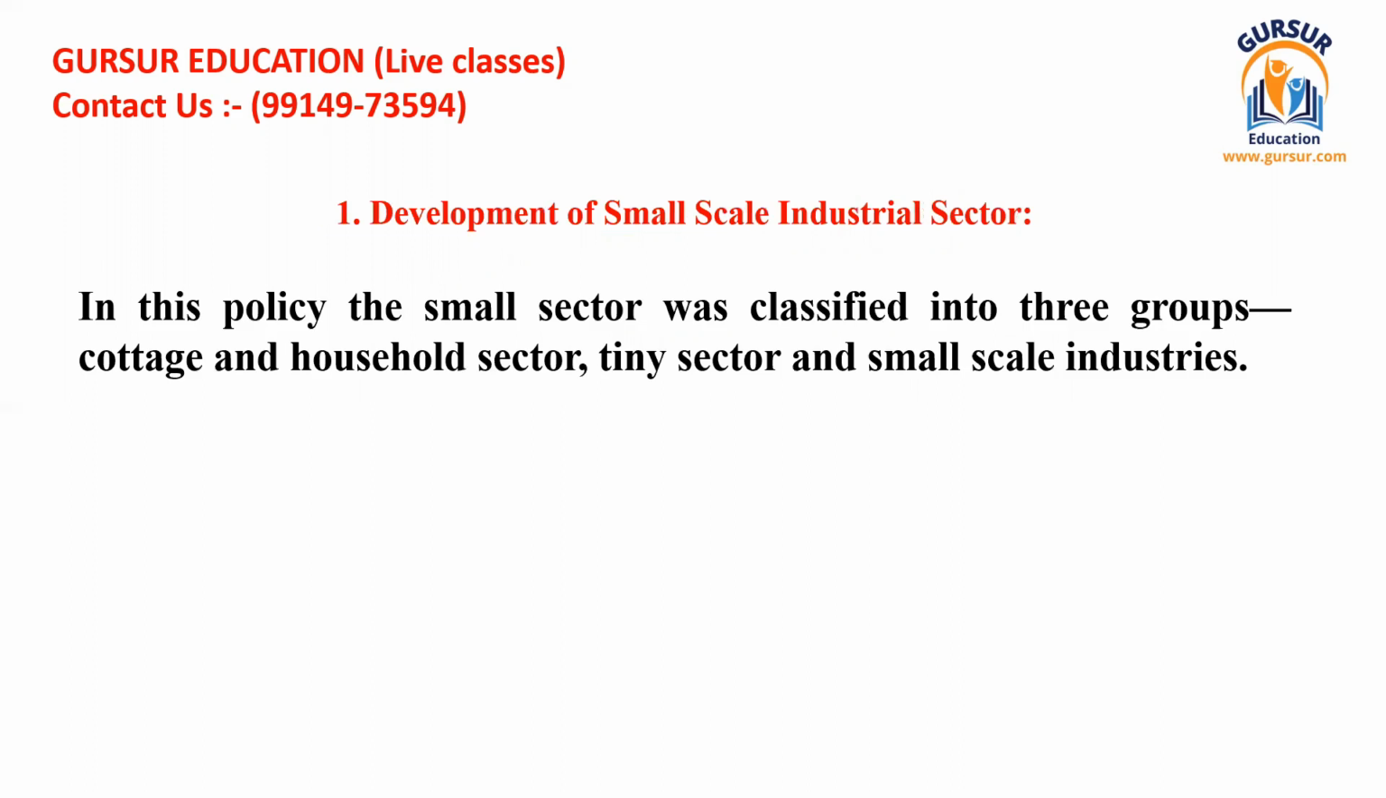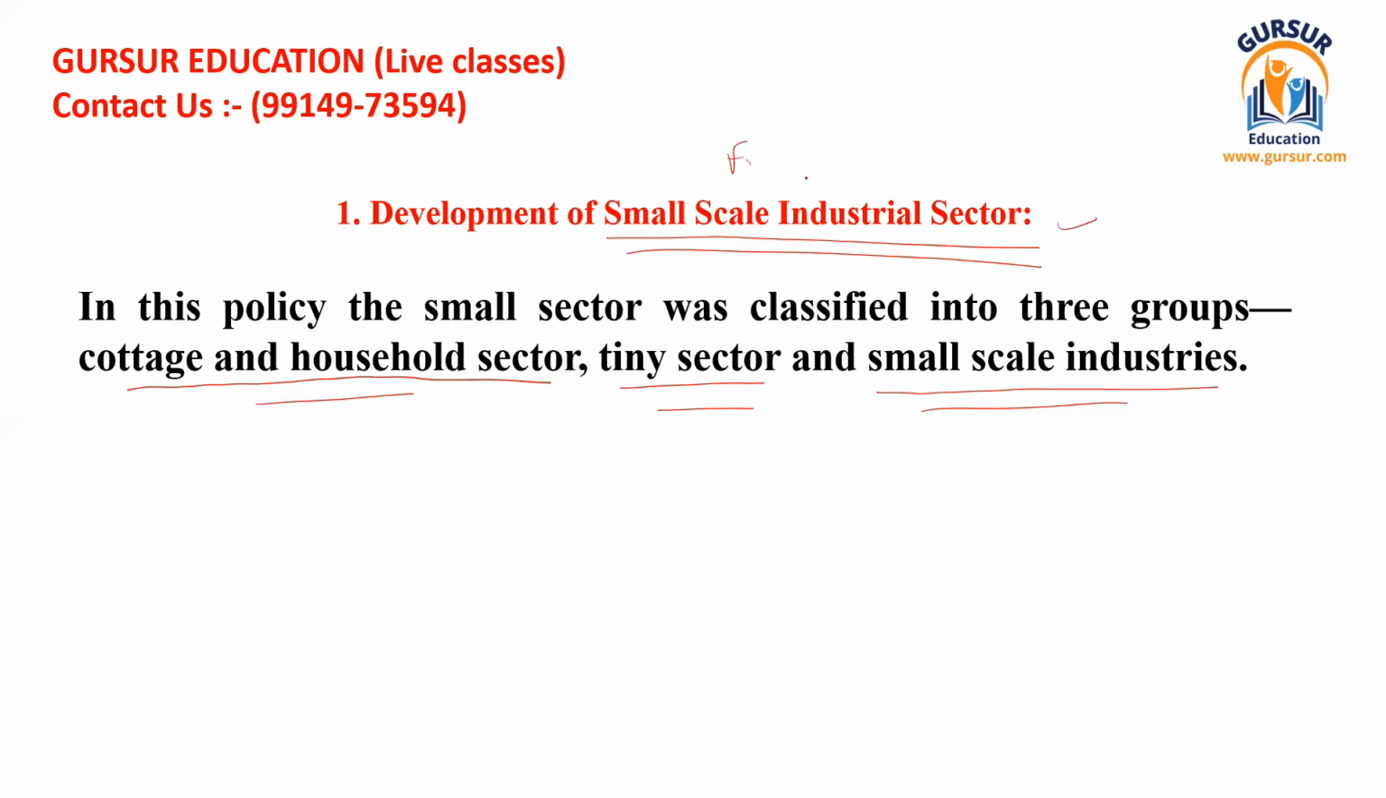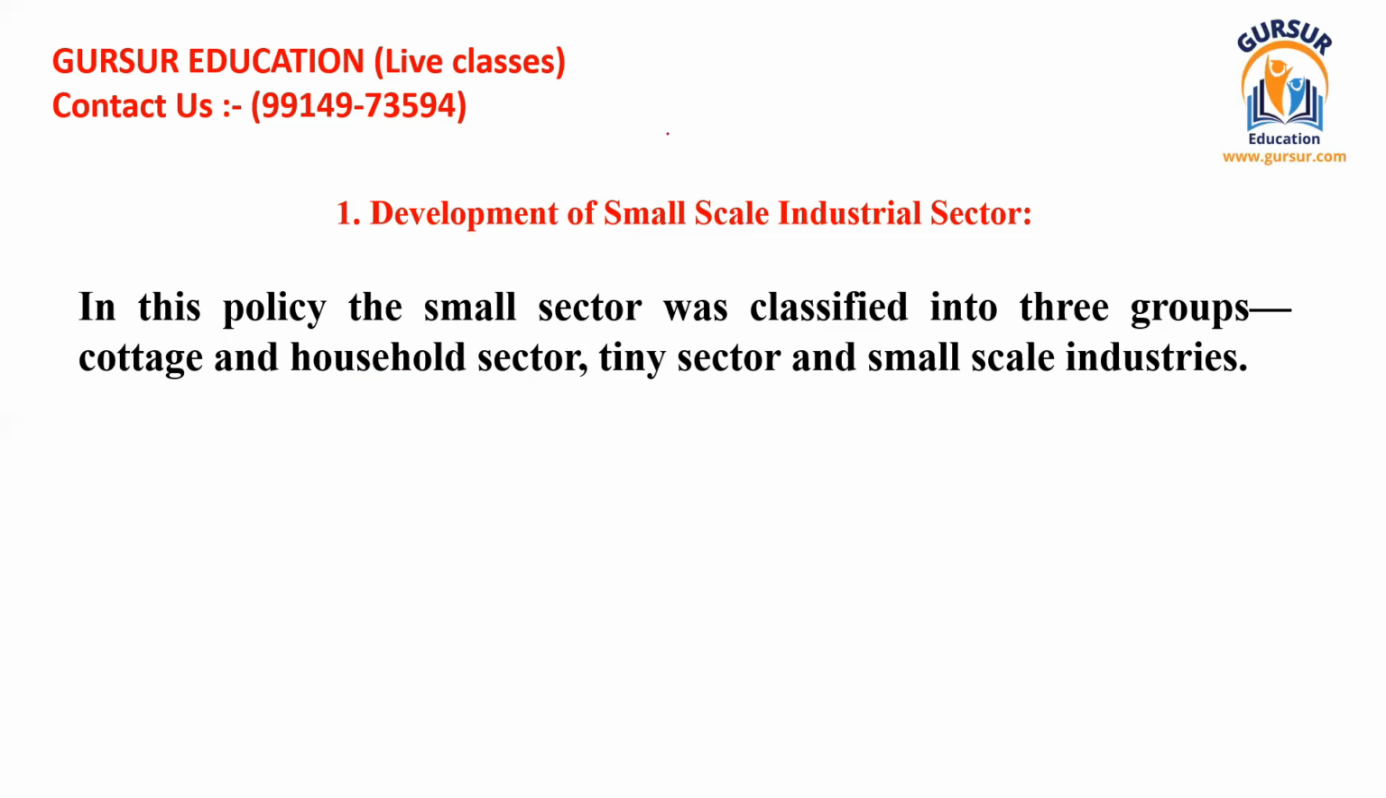We see one by one. They gave many objectives, and you have to remember them. The first objective of the Industrial Policy Statement 1977 was development of the small scale industrial sector. They gave so much emphasis to this sector. They divided it into 3 categories: first, cottage and household sector; second, tiny sector; and last, small scale industries. These industries were categorized under the broad head of the small scale industrial sector, and they were given many amenities, like financial aid as well, so that they could be developed further.